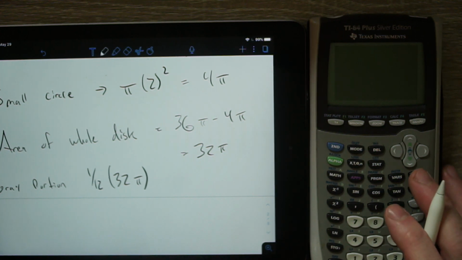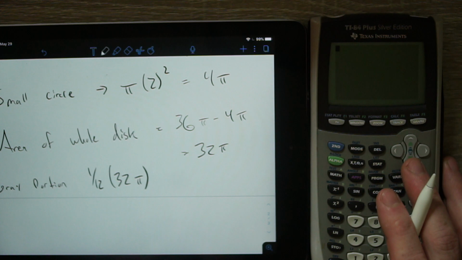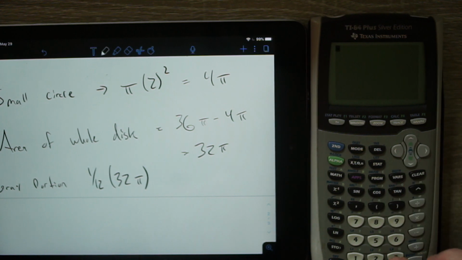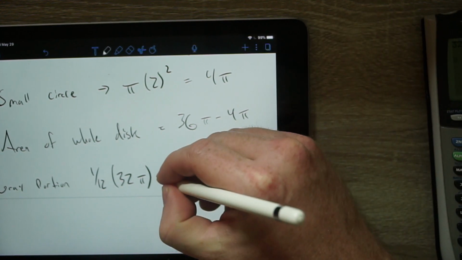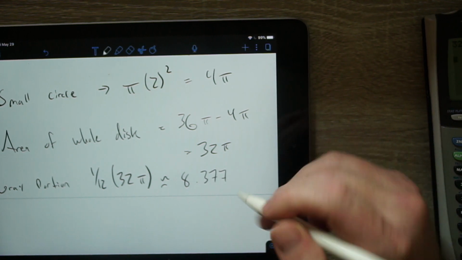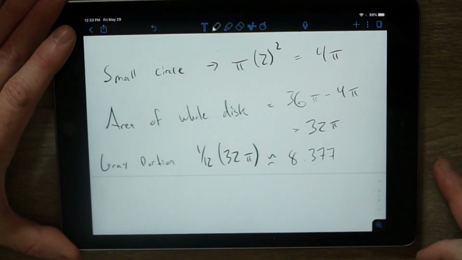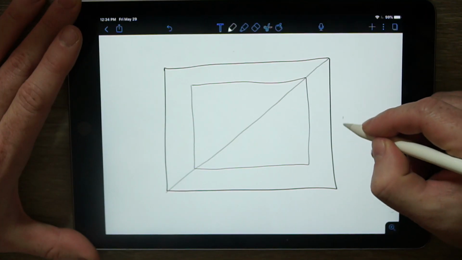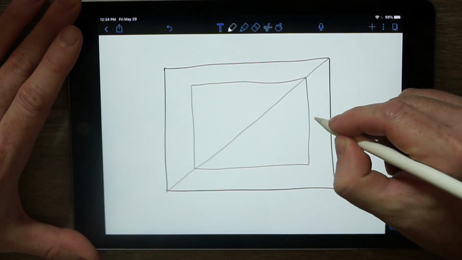I know you can't see that calculator super well, so I'm just going to do this here. 32 pi divided by 12 is 8.377. Answer D. Let's do another one here. I'm just going to make this one up just so we can kind of hammer this one home. Let's say this is 10 and we'll say this is 6.